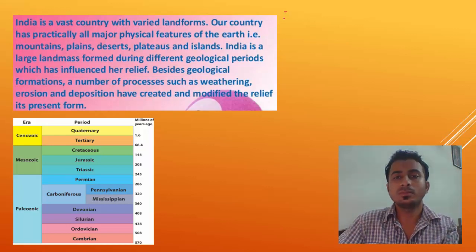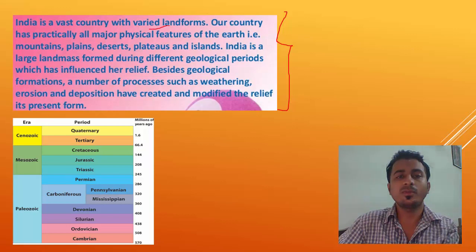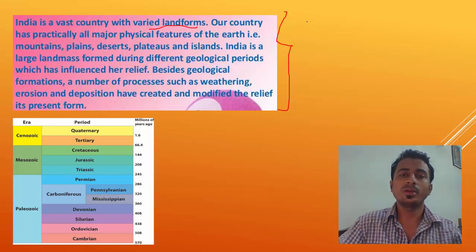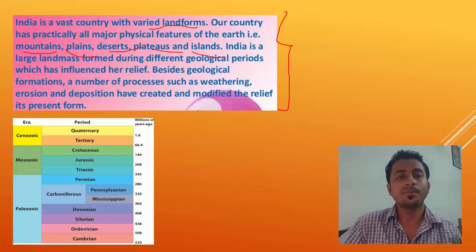Now briefly I will tell you that India is a country with varied landforms. I mean the different types of landforms which we study in geography, they all are found in India, like mountains, plains, deserts, plateaus, islands, all are found in India. Okay, and they are formed during different geological periods. What is a geological period?